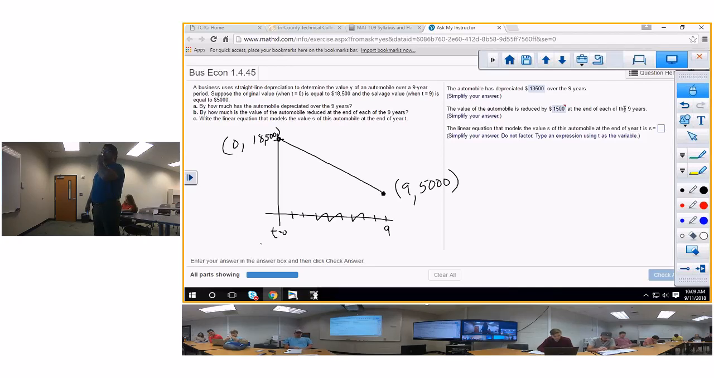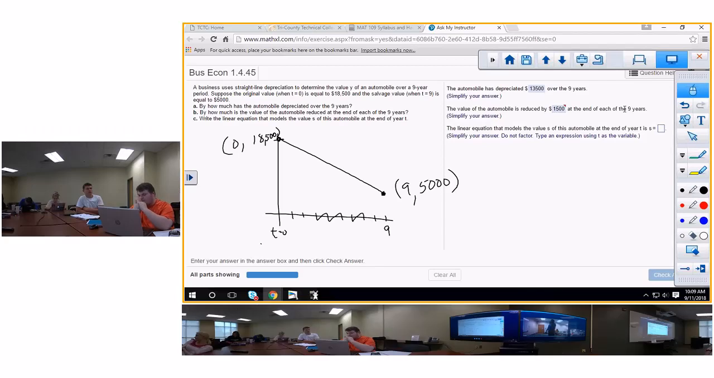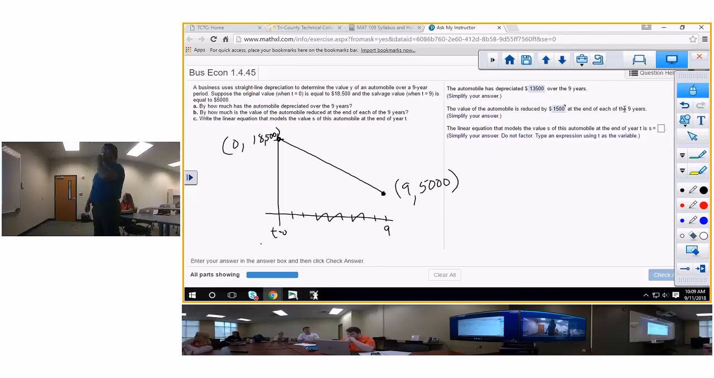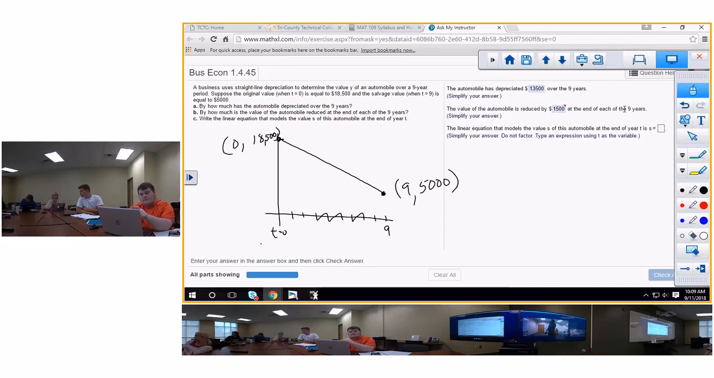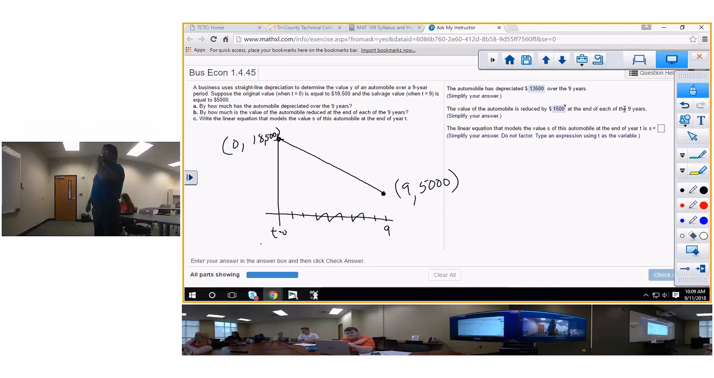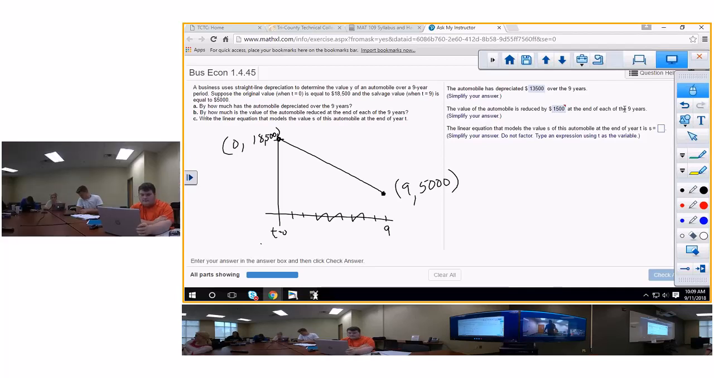Well, you've got $5,000. It depreciates $13,500. I thought you would divide it by 9. What does 13.5 divided by 9 equal? It's 1,500.